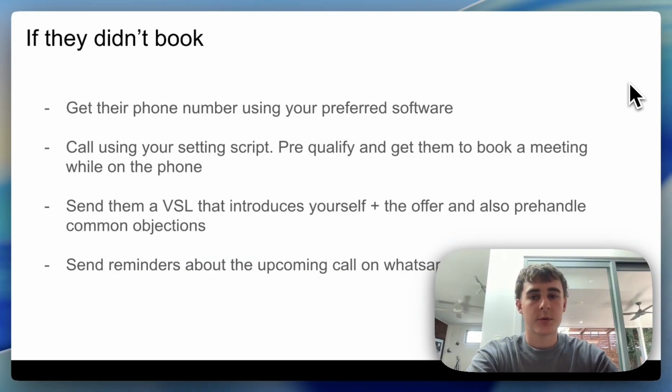Now, once you get the number, you want to call them using a setting script sort of thing, where you pre-qualify them. I also take some of the stuff from the if-they've-booked script. So I get their intent behind booking. I get their logical certainty. I make them logically certain. And I get their goal as well, of how much they want to be making with the business, or how many calls they want to be booking, whatever goals you want to lead with.